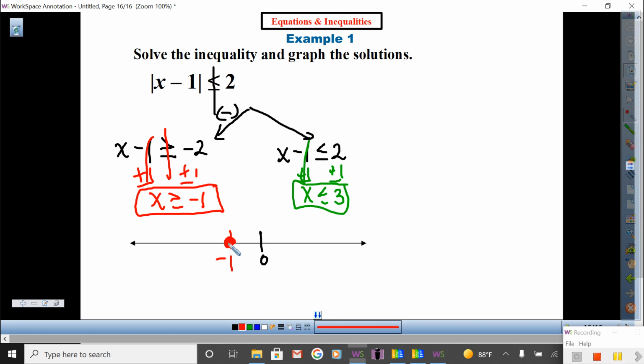Next, I'm going to test what number? 0. Is 0 greater than or equal to -1? Yes, that is true. So I'm going to shade towards 0. Let's go to the next one. We start at 3. Is it a solid point? Yes, it's got an equal sign, so a solid point. I'm going to test 0 again. Is 0 less than or equal to 3? Yes, that's true, so I'm going to shade towards 0.